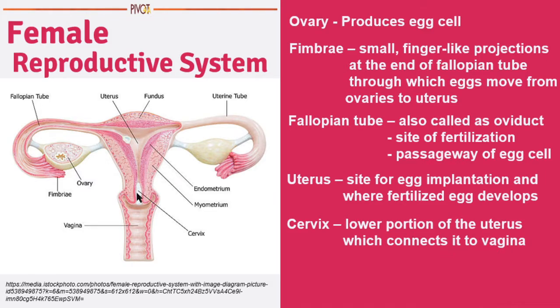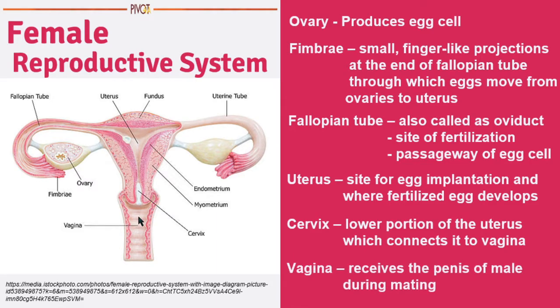So this is the cervix. This is the passageway from the uterus to the vagina. And then the last, we have the vagina, which receives the penis of the male during mating. So this is the vagina. Please familiarize yourselves with the parts and functions of the female reproductive system.